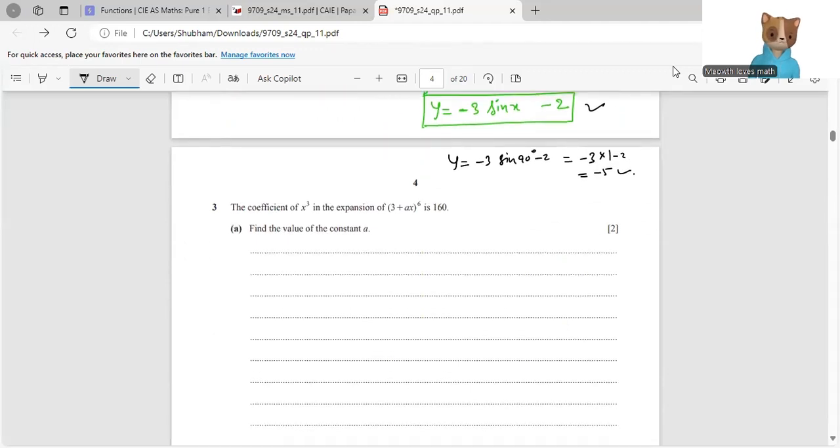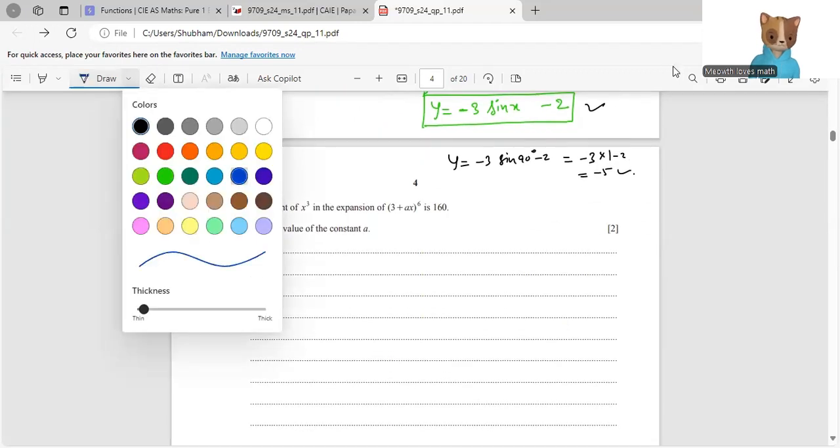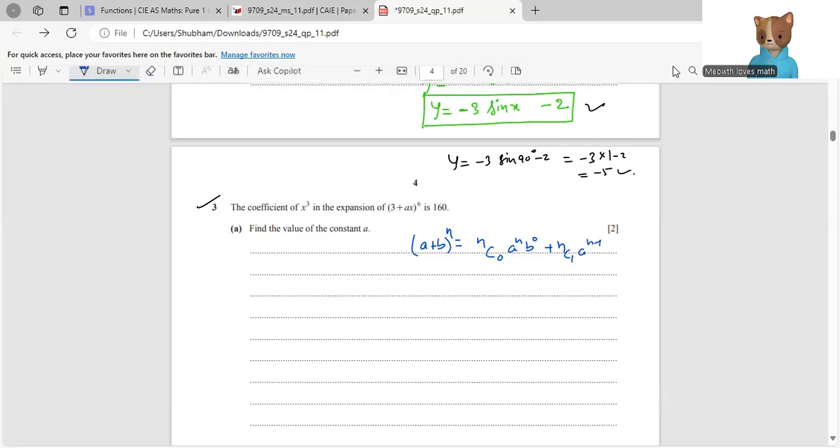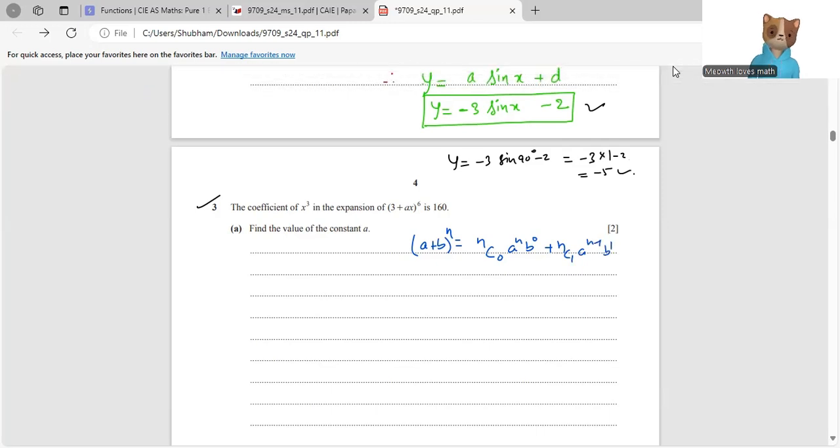Now, coming on to the third question. The third question belongs to basically binomial theorem. So they're asking the coefficient of x cube in the expansion of this is 160. So we know that (a plus b) whole thing to the power n opens with nC0, a to the power n, b to the power 0, nC1, a power n minus 1, b1, right? So now I need x power 3. So how will I open this?